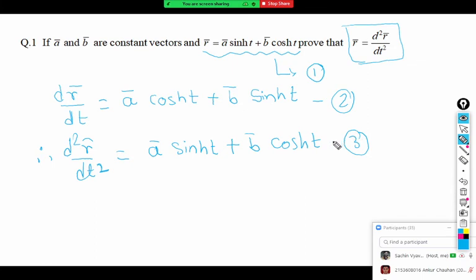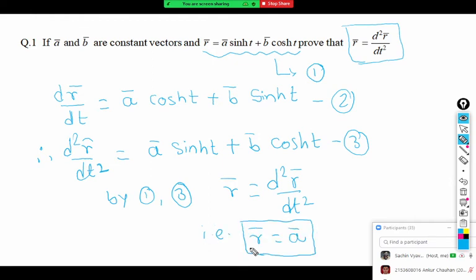Now, can you observe by 1 and 3, we get the required result. What is that? R double bar is the same as d2 R bar by dt square. And what is actually d2 R bar by dt square? Acceleration. So we proved that R double bar is the same as the acceleration vector A bar.